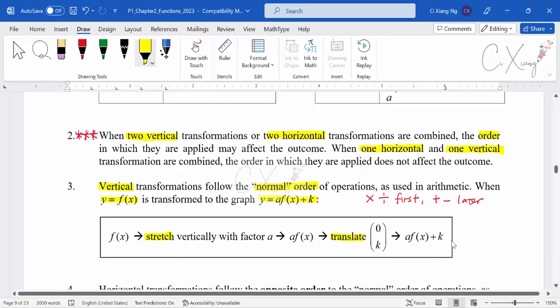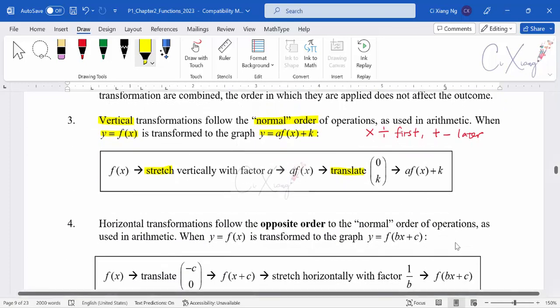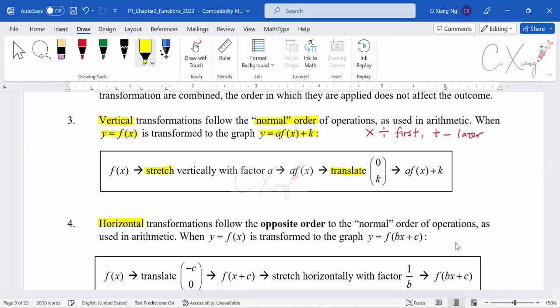This is what we have for two combined vertical transformations. And if we combine two horizontal transformations, what will happen? Basically, it follows the opposite order to the normal order of operation as used in arithmetic. So maybe you need to highlight this keyword here: opposite. When you are dealing with two horizontal transformations combined in the function, you need to remember that plus and minus come first, followed by multiply and divide.